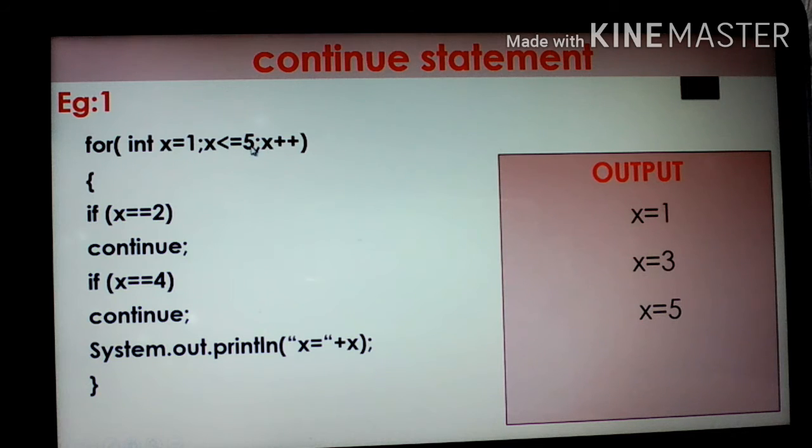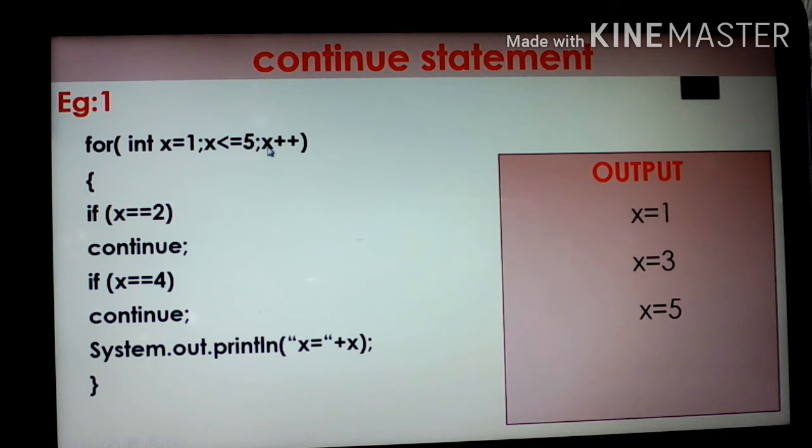is equal to 2, 2 less than or equal to 5. Now the condition is true, so again we are entering into the loop. If x equal to 2, in this case 2 equal to 2, the condition is true. So this statement will execute, that is continue. The control comes to the continue statement, skipping all the statements in between. The control directly goes to the next iteration, that is, the x plus plus.